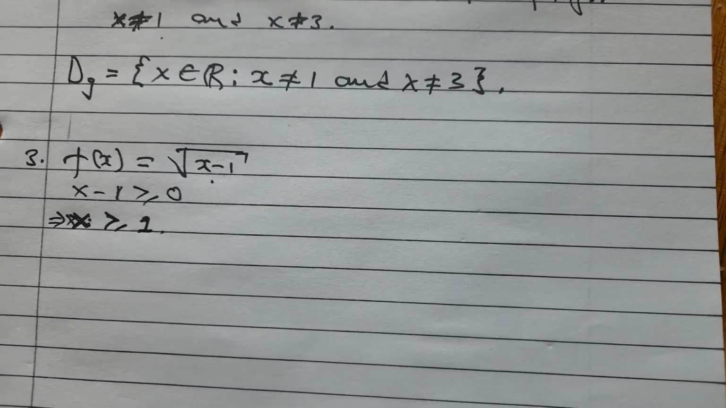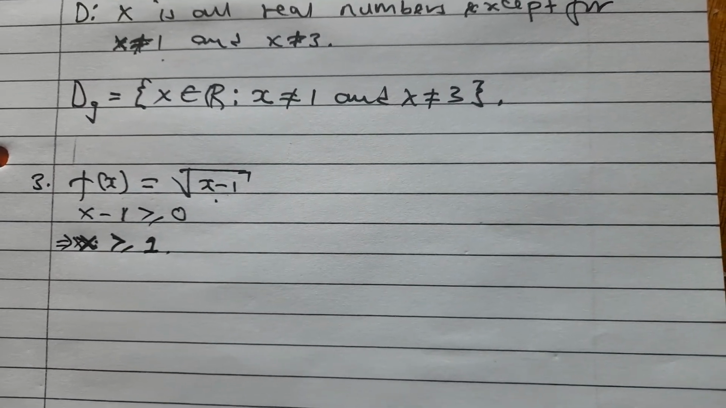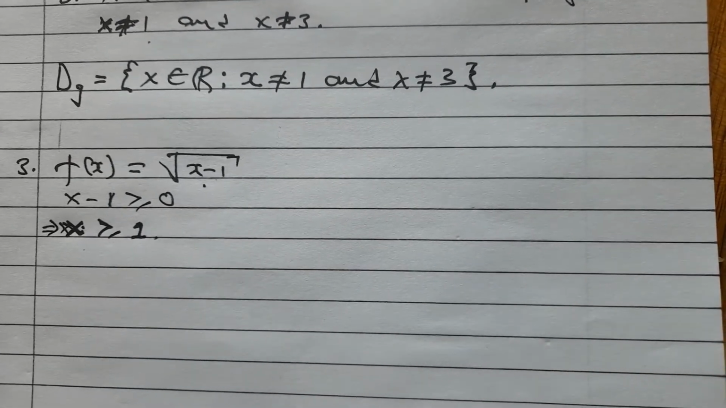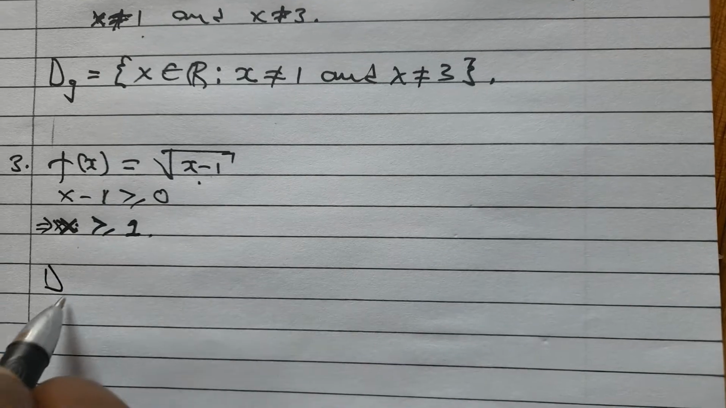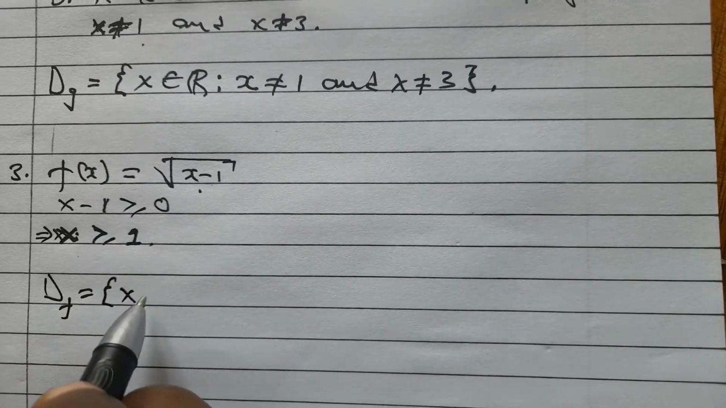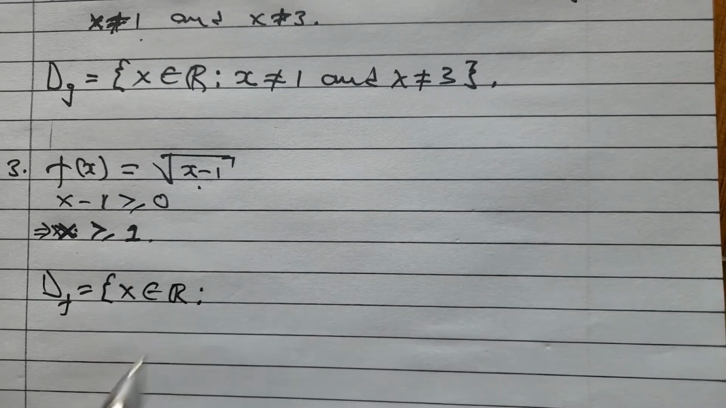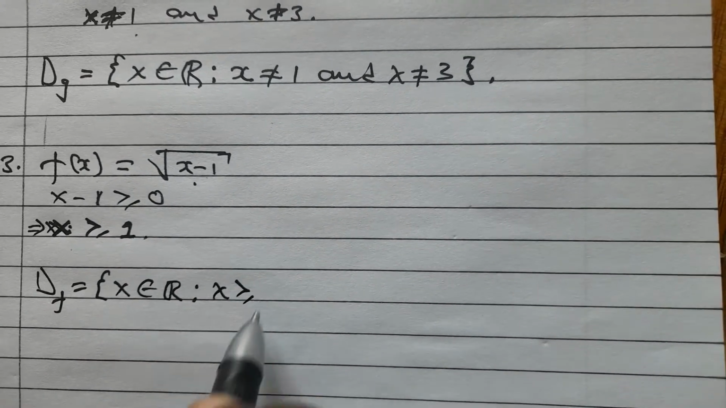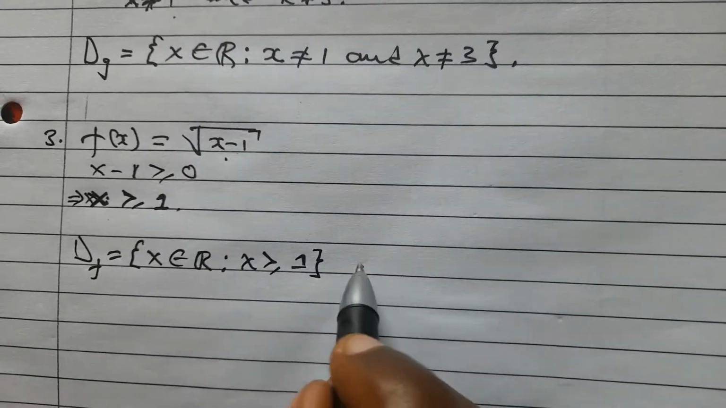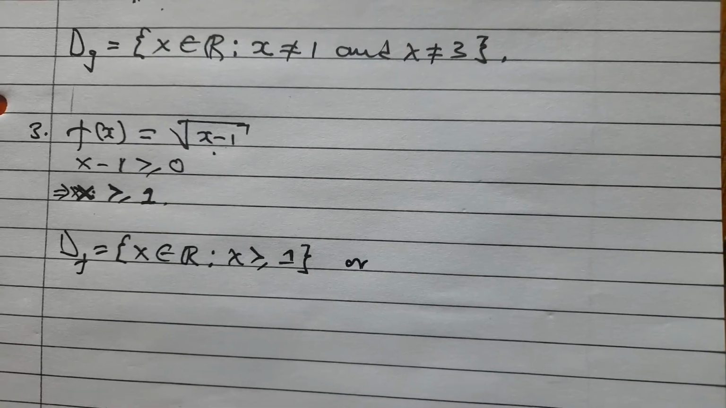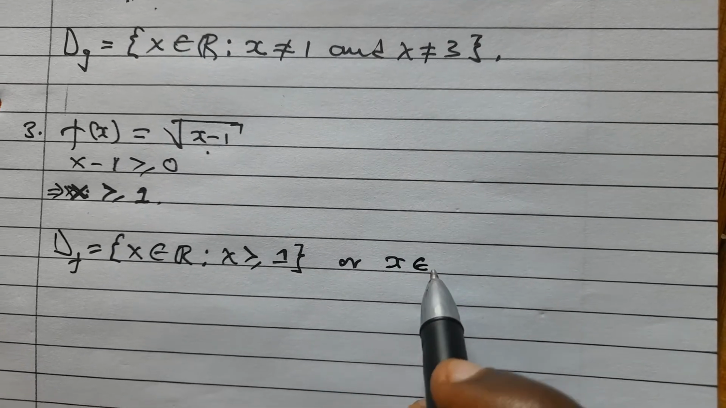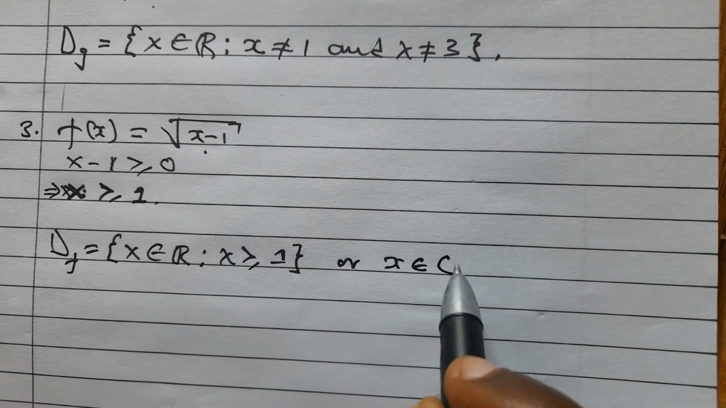The domain of the function is the set of all real numbers such that x is greater than or equal to 1. So we can simply say the domain of the function g is the set of x values such that x is in the real numbers and x is greater than or equal to 1. Or we can simply say the domain of the function is such that x is in the set [1, infinity).